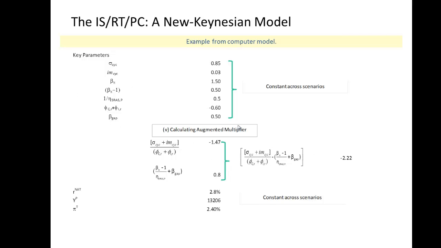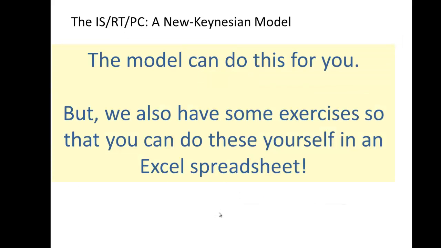Okay, so this is our compound parameter here, our augmented multiplier. And you can see that the natural rate of interest was assumed to be 2.8%. Our potential output was assumed to be 13,206,000,000,000, and our target rate of inflation was assumed to be 2.4%. The model can do this for you, but we recommend that you actually do some of the exercises so that this is not such a black box for you. These exercises are implemented in an Excel spreadsheet, and we think that you will have a good time doing those exercises.